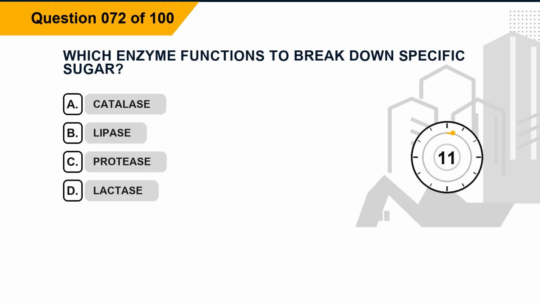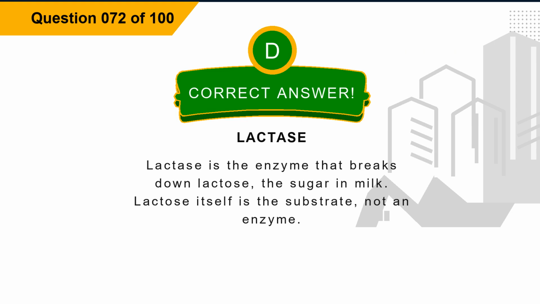Question 72. Which enzyme functions to break down specific sugar? Option A, catalase. Option B, lipase. Option C, protease. Option D, lactase. The correct answer is option D, lactase. Explanation. Lactase is the enzyme that breaks down lactose, the sugar in milk. Lactose itself is the substrate, not an enzyme.